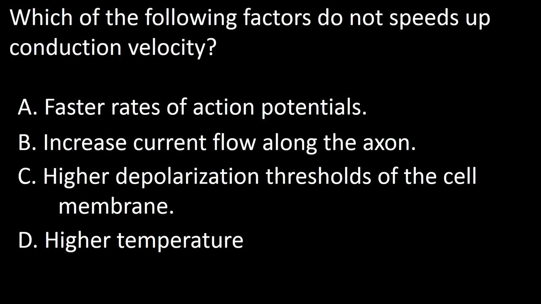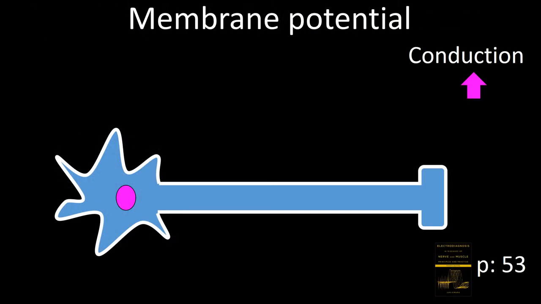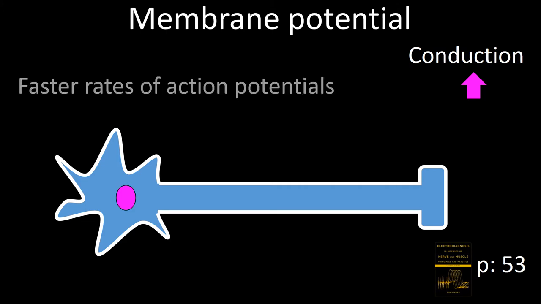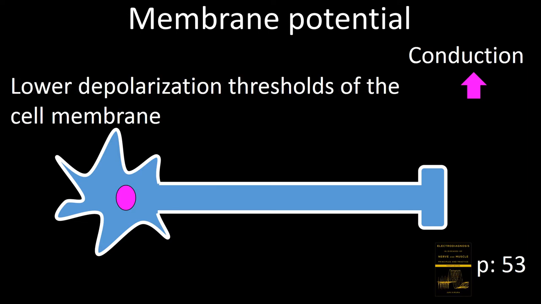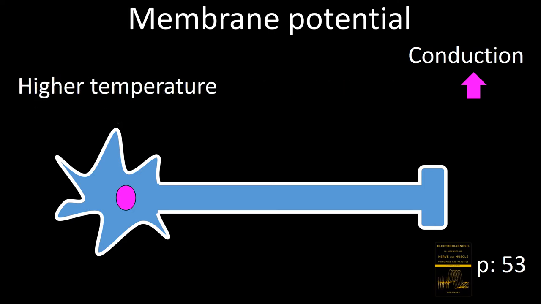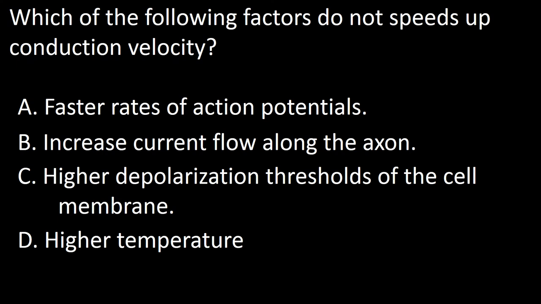Next question. Which of the following factors do not speed up conduction velocity? A. A faster rate of action potentials. B. An increased current flow along the axon. C. Higher depolarization threshold of the cell membrane. D. Higher temperature. Factors that increase conductions are faster rate of action potentials, increased current flow along the axon, lower depolarization threshold of the cell membrane, and higher temperature. So the answer to this question is C.